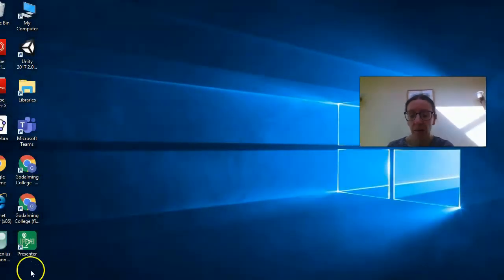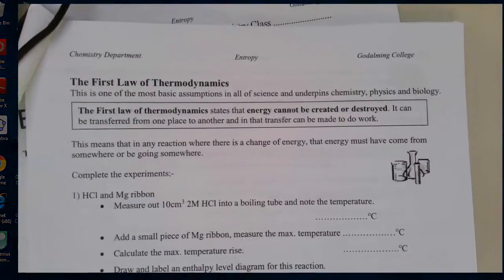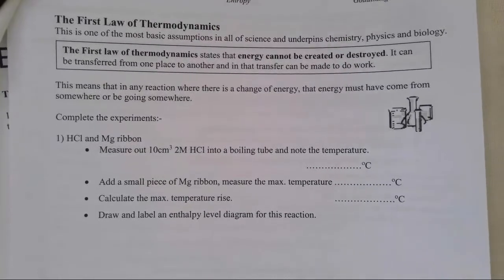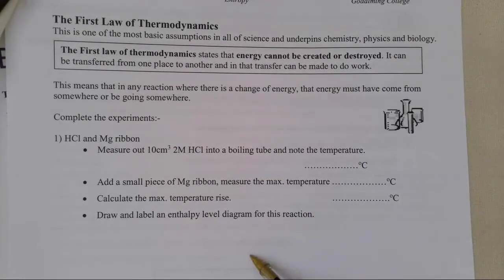Now, if you were in class, we'd obviously be stopping here and doing a little practical. Can't do the practical, but I am going to talk you through it. So we're going to have a look at page 2 and those practicals. Okay, so the first reaction we're going to look at on your page is HCl and magnesium ribbon. And basically what we'd ask you to do is measure the temperatures, and then you're going to draw an enthalpy level diagram for that reaction.